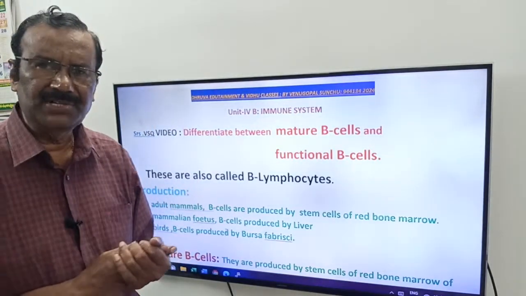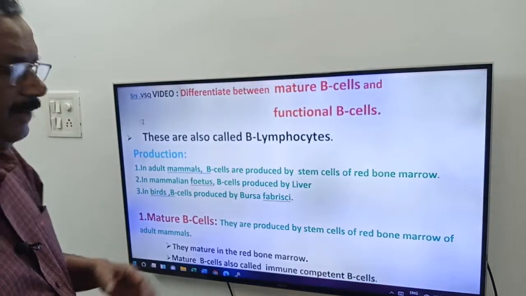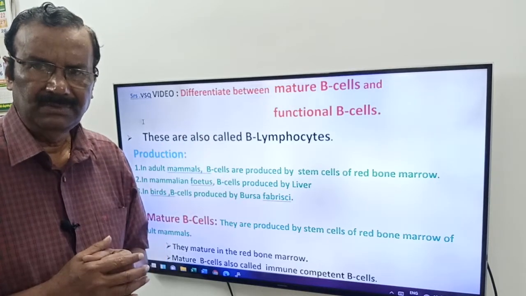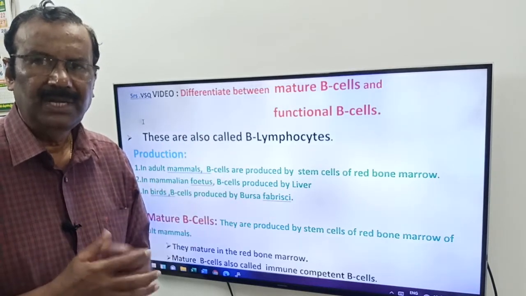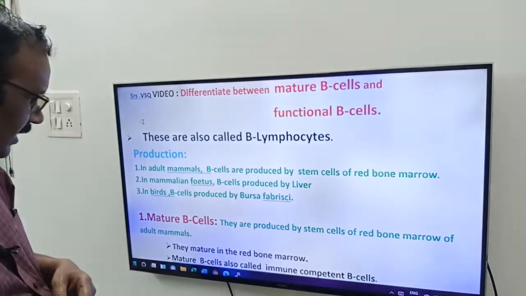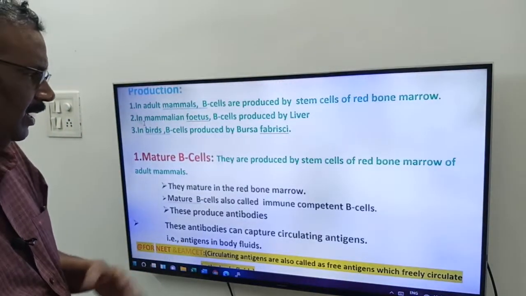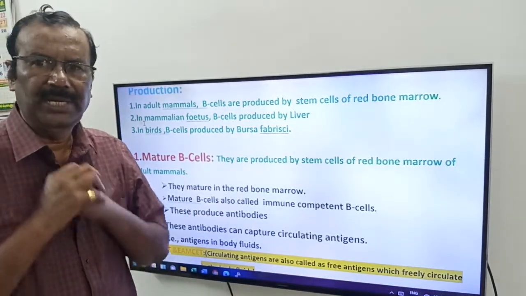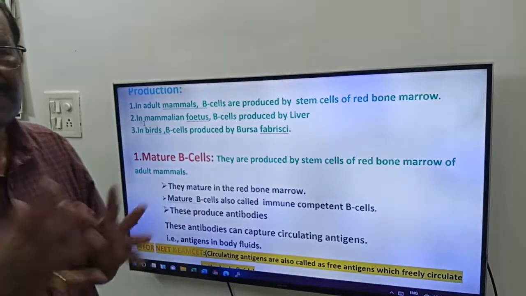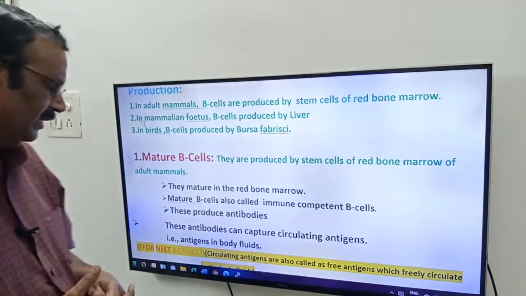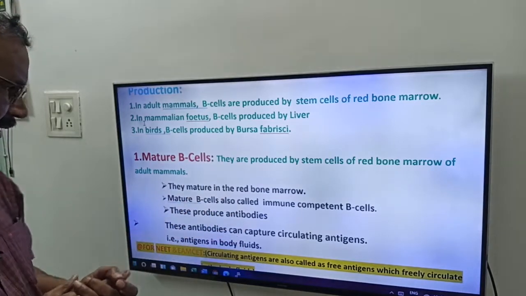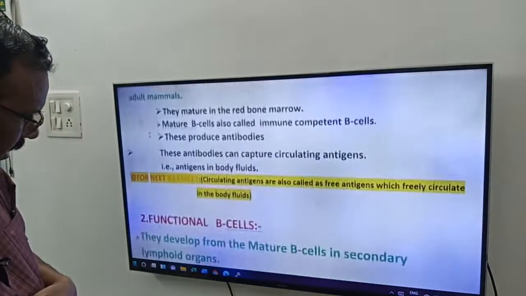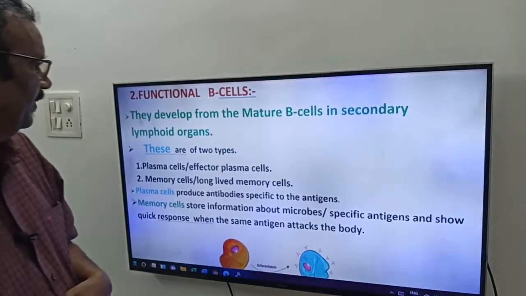These mature B cells and functional B cells are B lymphocytes. Their production takes place in the stem cells of red bone marrow, liver of mammals and bursa fabricae of birds. These mature B cells are produced by stem cells of red bone marrow and matured in the red bone marrow only. They are also called immune competent B cells. They produce antibodies, and these antibodies can capture circulating antigens.